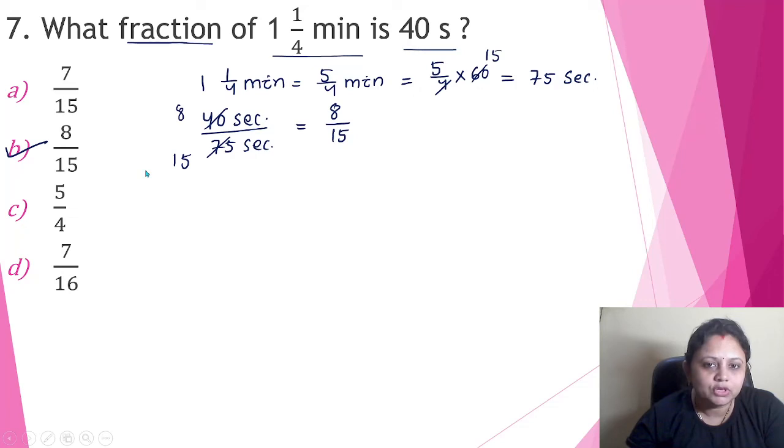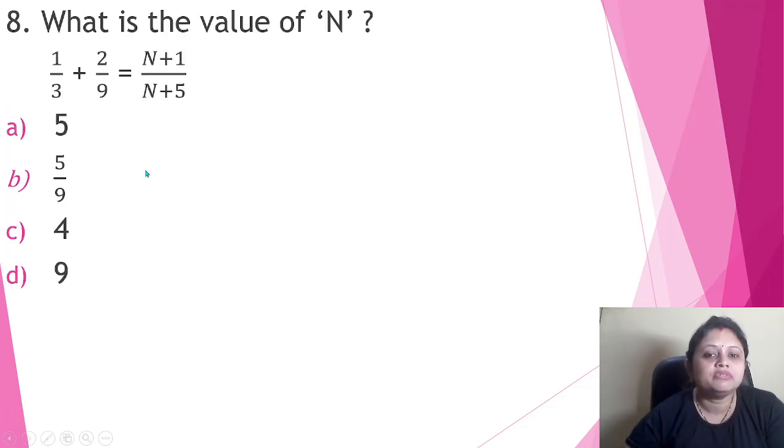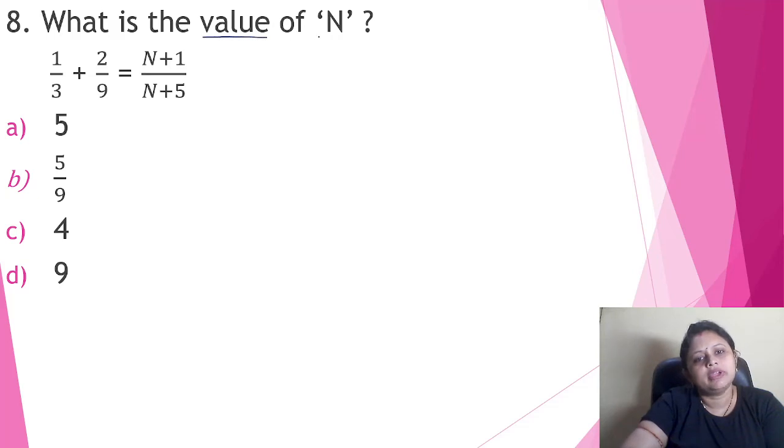Okay, coming to the next question. What is the value of n? 1 by 3 plus 2 by 9 is equal to n plus 1 by n plus 5. Option A 5, B 5 by 9, C 4, D 9. So what is the value of n? Okay, so we have to solve the question, right?